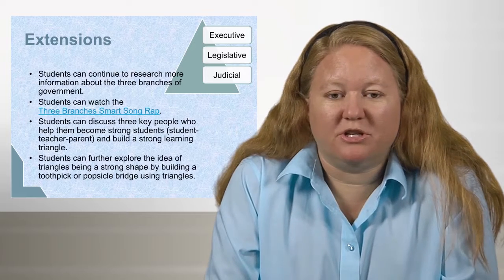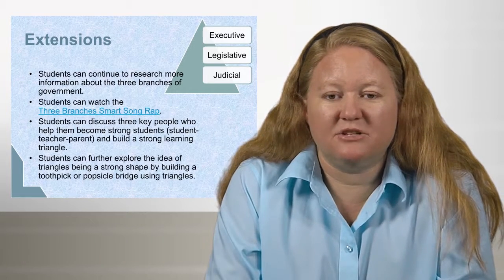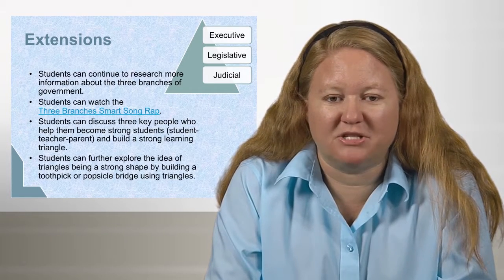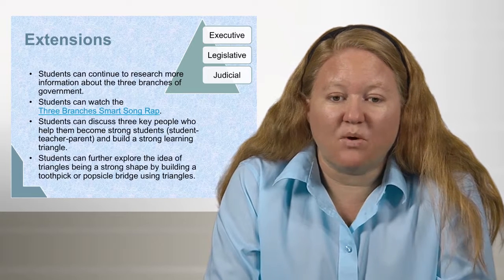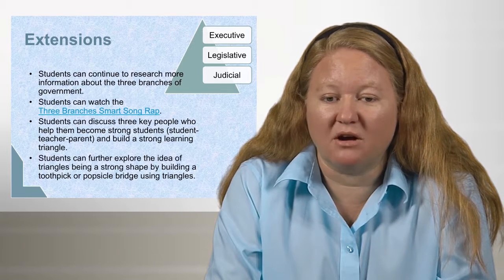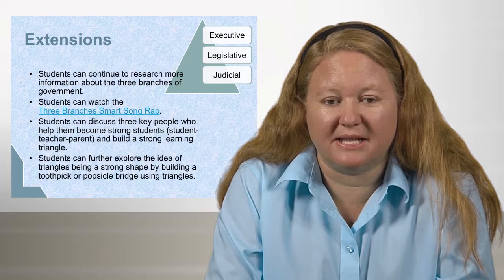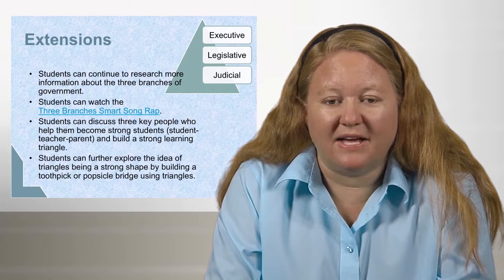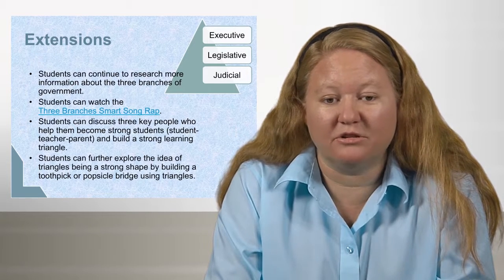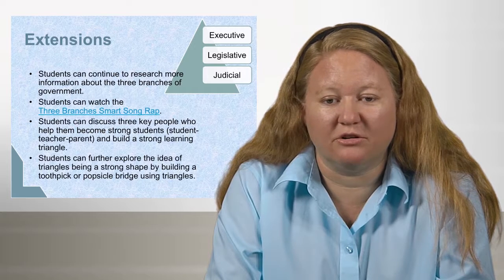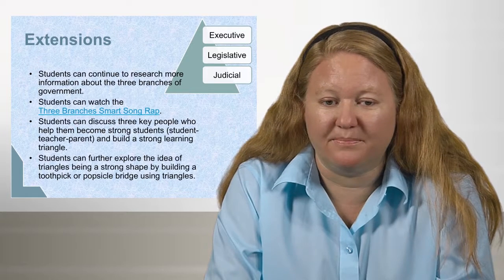Some extensions you could do with this lesson is students can continue to research more information about the three branches of government. Students can watch the Three Branches Smart Song Rap. That link is included in this lesson. And that's a rap that some college students put together to learn the three branches, and the children can learn this rap and or make their own.